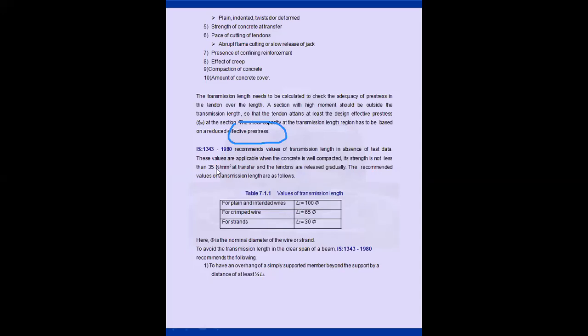So why 35 Newton per mm square, sir? You may have a doubt, because you have different grades of concrete. Why only 35 Newton per mm square? Because for going for pre-stressing, the minimum concrete should be of grade M35. Very, very important. Please try to remember. M35 stands for high strength concrete. Less than M35, it is not high strength concrete.